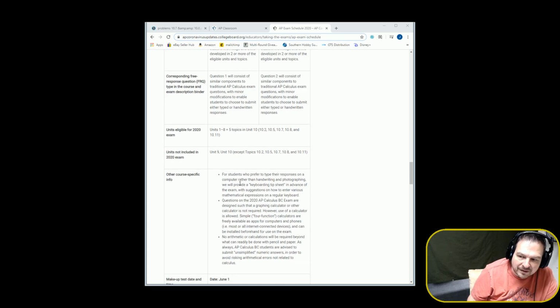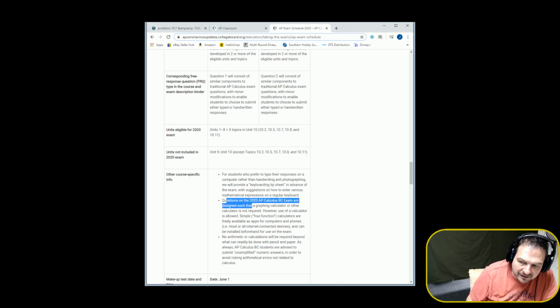Here's a couple more points to make. First of all, for students who prefer to type the response on a computer, we'll provide a keyboard tip sheet in advance of the exams. They're going to give you that on how to do the mathematical symbols and stuff like that. And it's up to you, but I would suggest you just do it by hand and take a picture of it.